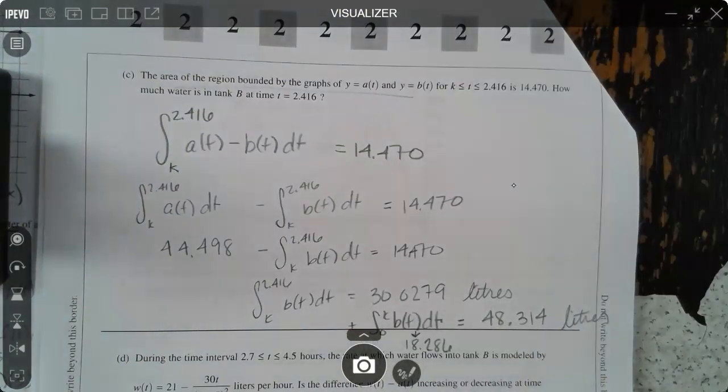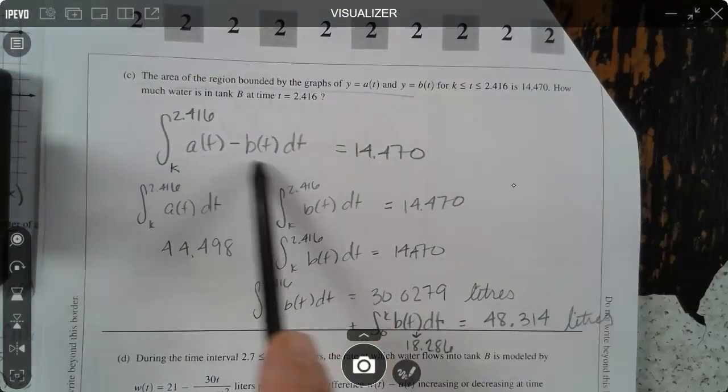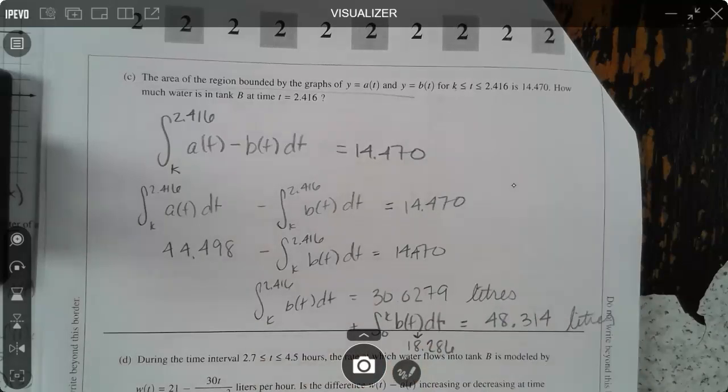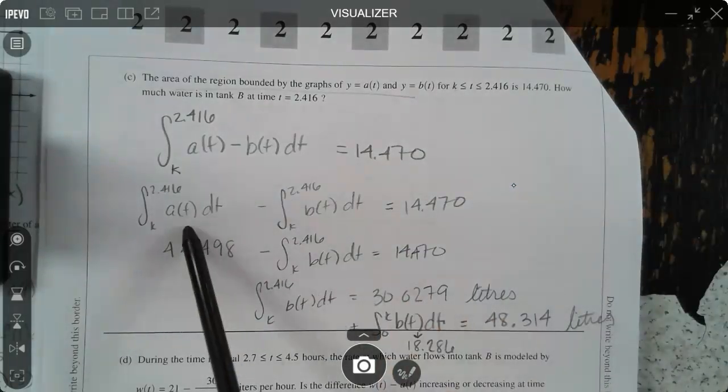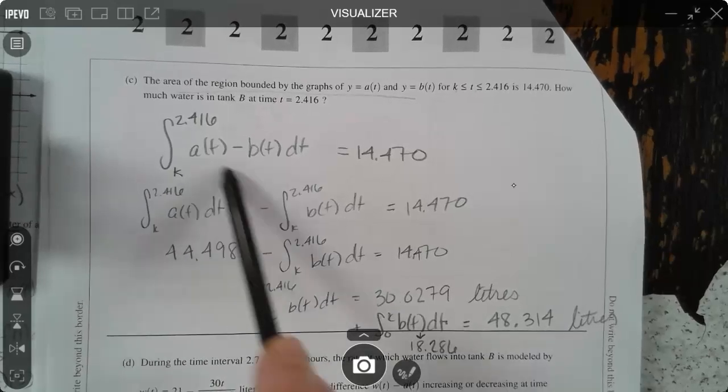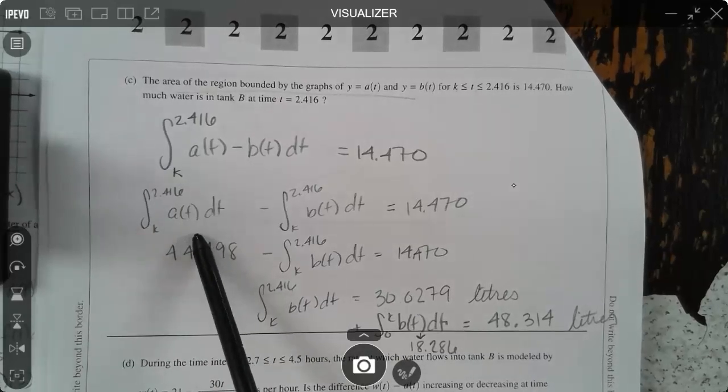So it's telling you that this area is equal to 14.470, right? You got a point. Oh. So you split it up. For some reason, you got a point for this piece. For K to 2.416, A of t dt.